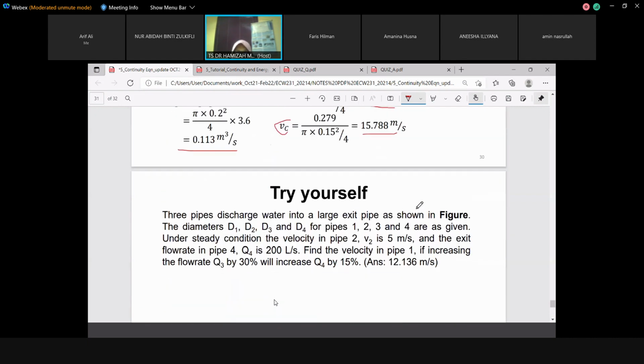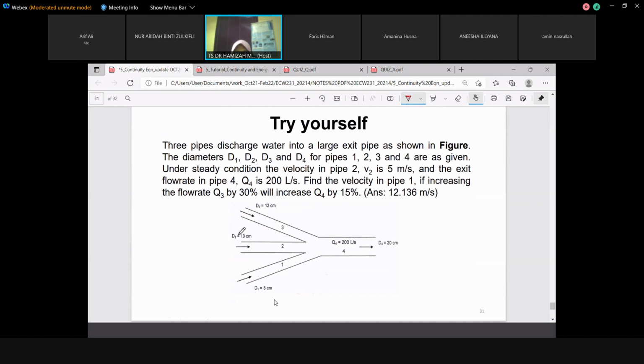Okay, tadi soalan dia, condition dia out yang splitting. So this one, the in pipe is yang ada banyak cabang. Okay, because this is in, this is out. Okay, step dia sama. You need to make equation. So this one is Q3 plus Q2 plus Q1 equals to Q4.